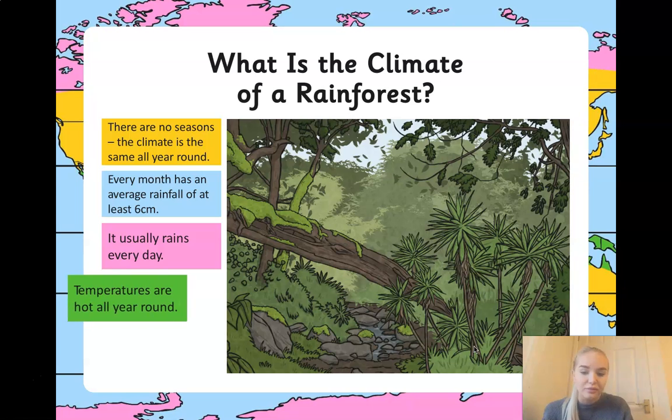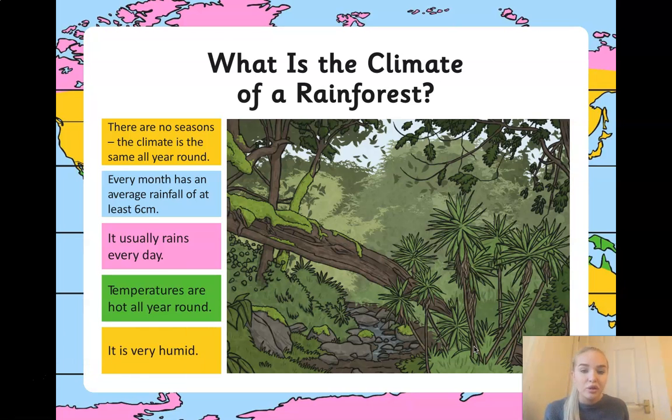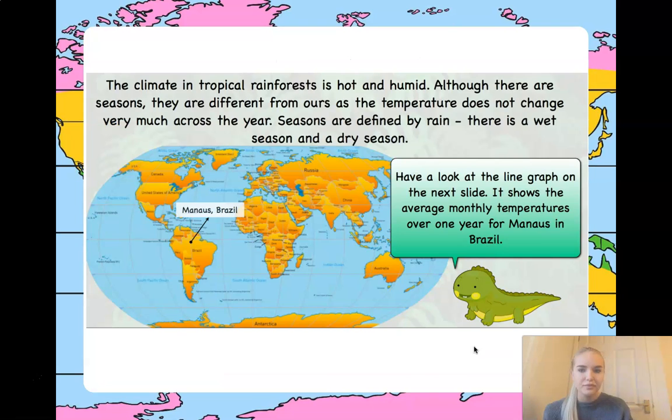Temperatures are hot all year round, and because these temperatures are really hot, it also means that it's very, very humid in a rainforest. There's lots and lots of water vapour in the atmosphere, which can make it feel like there's not a lot of fresh air in the atmosphere. If you've been to a really, really hot country like Spain before, Spain can be quite a humid place, especially in the summer, where it can often feel like it's quite sticky air. It's quite hard to really breathe in.